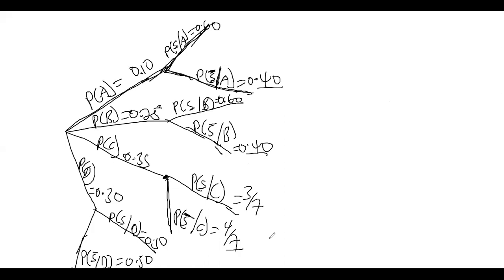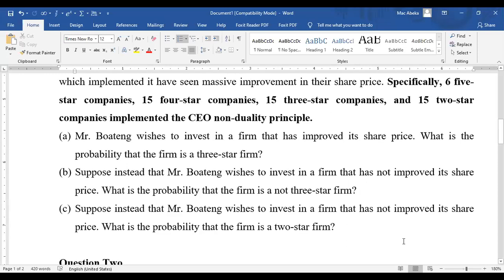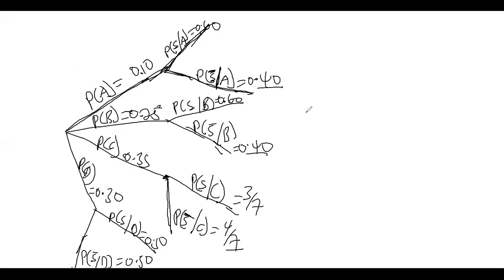So let's go to our question. The question says that Mr. Boateng wishes to invest in a firm that has improved its share price. What is the probability that the firm is a 3-star firm? So here, he wants to invest in a firm that has improved its share price. So the improvement in the share price becomes the prior probability. What is the probability that it is a 3-star?